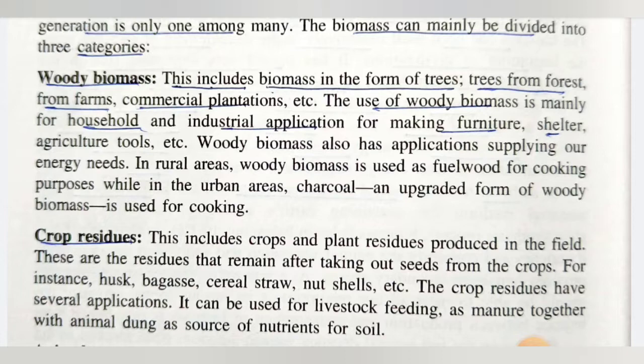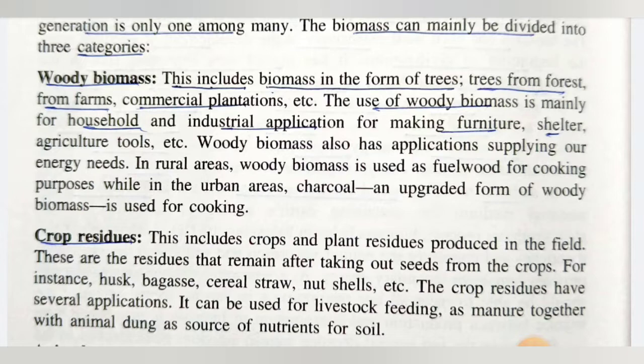This includes the biomass in the form of trees. So trees from forest, or trees from farm, or commercial plantation, etc. That means from anywhere you can take the tree, and the biomass from the trees is nothing but the woody biomass. The use of woody biomass is mainly for household and industrial application, for making the furniture, shelters, agricultural tools, etc. That means woody biomass can be used for the different applications. So for making the furniture in the household, shelters, agricultural tools, etc. Those are the application of woody biomass.